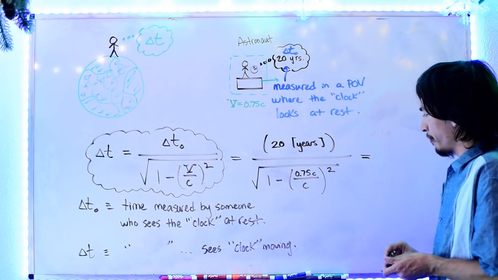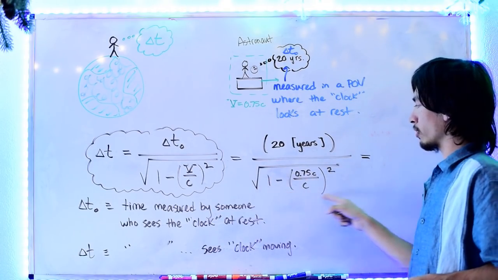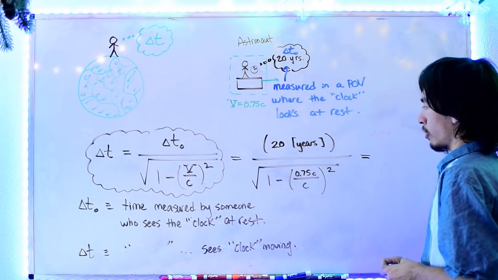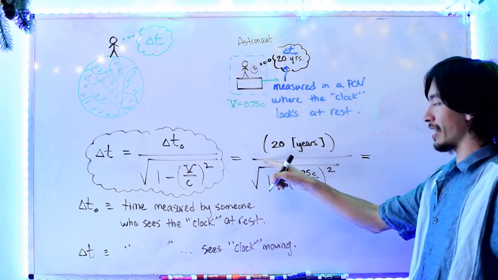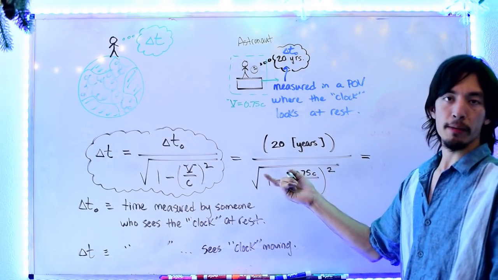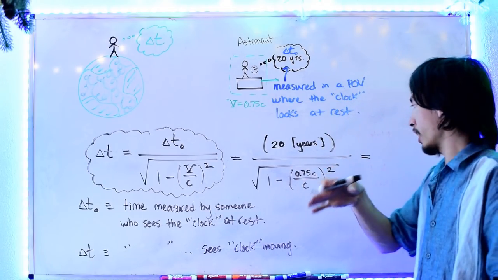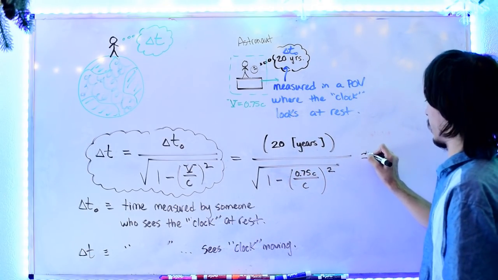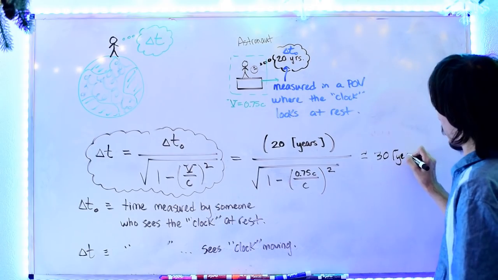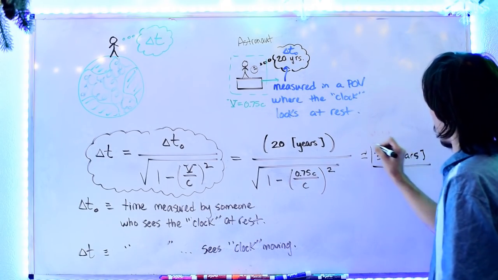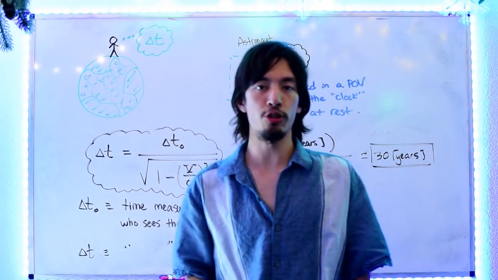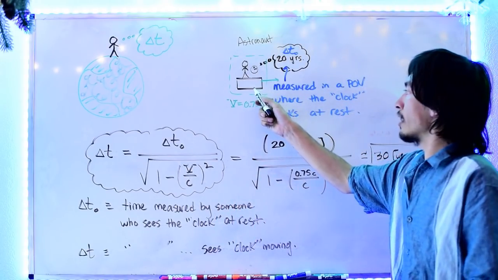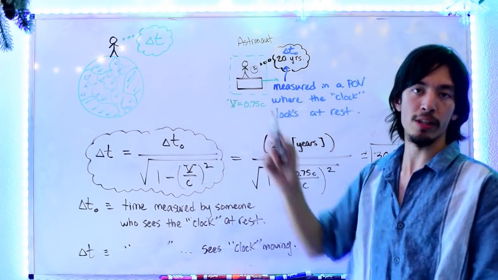You can calculate the bottom separately if you want to. You can calculate gamma, or you can just throw it all in at once. It turns out that if you do calculate gamma, which is 1 over the bottom, it ends up being roughly 1.5. So then it's 1.5 times 20, which ends up being approximately 30 years. So the person on Earth measures that it takes more time to do the same thing, and the astronaut would appear younger than the person on Earth.